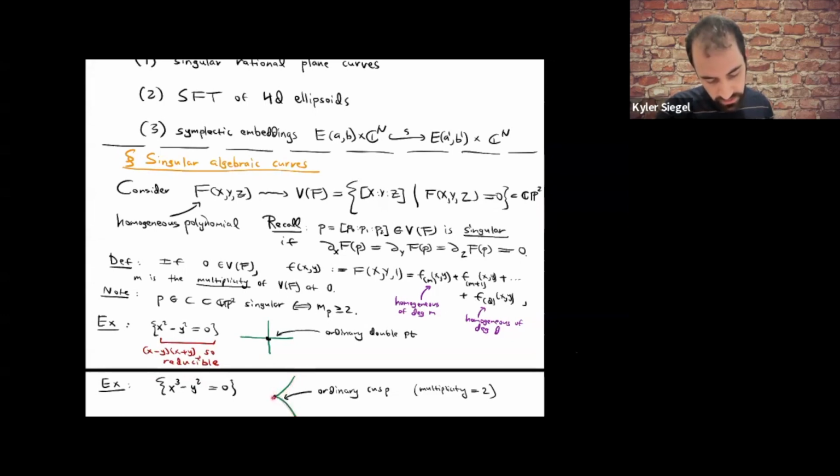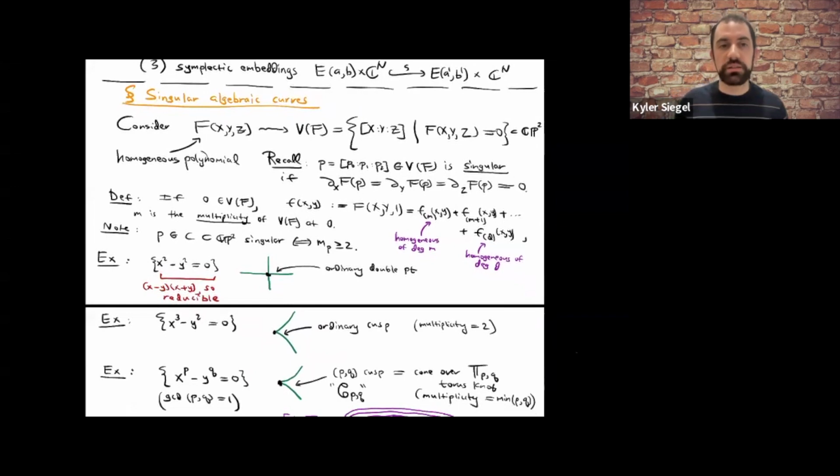And then it has a singular point. It has a single singular point which has multiplicity 2. So basically any curve passing through this point will intersect this curve with multiplicity at least 2, possibly more. For example, if the curve were in this direction, then it would actually have higher multiplicity.